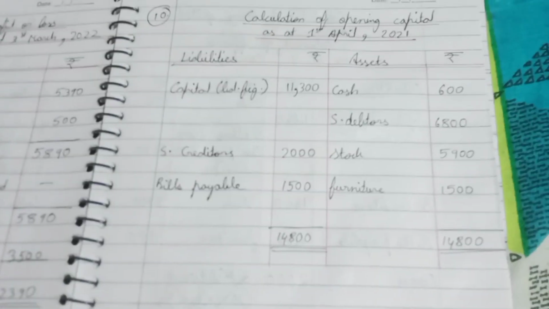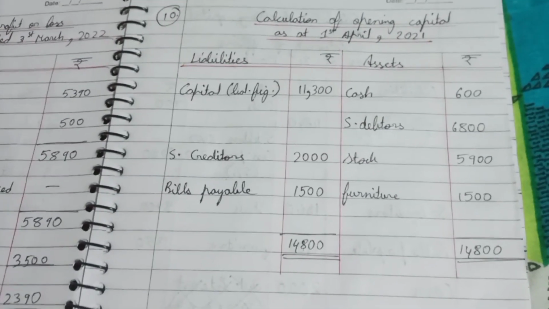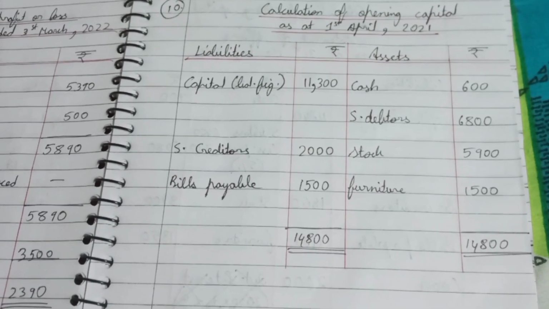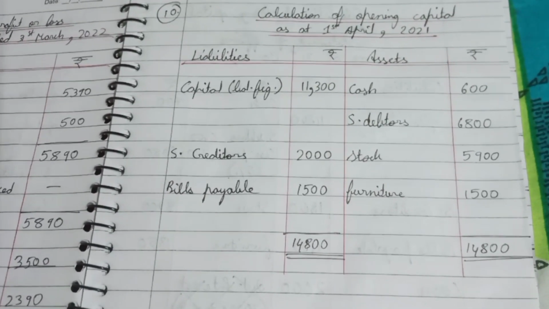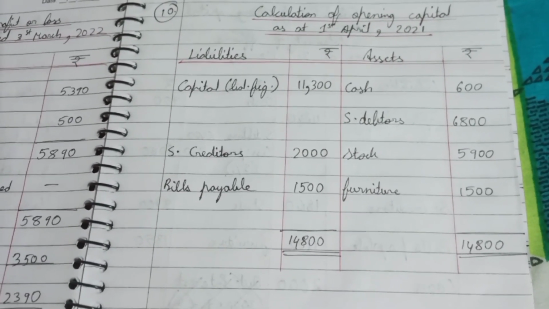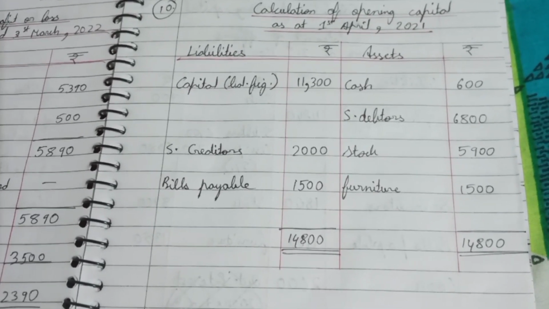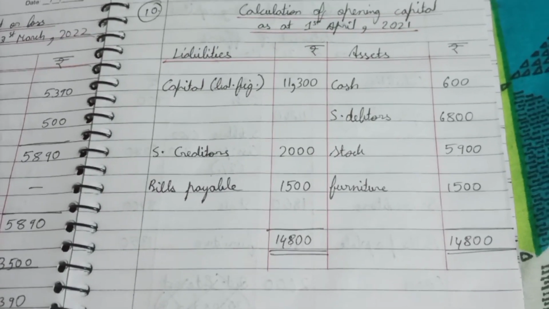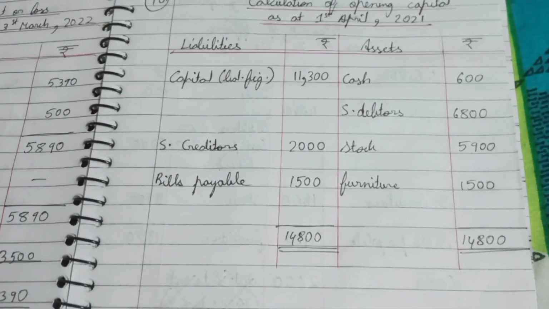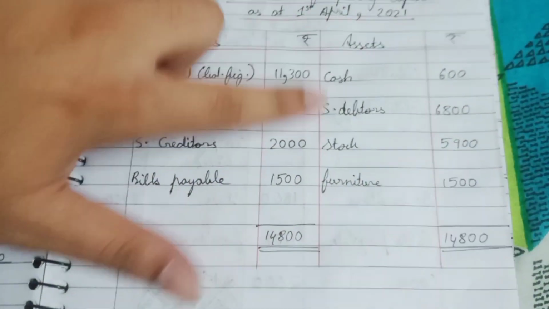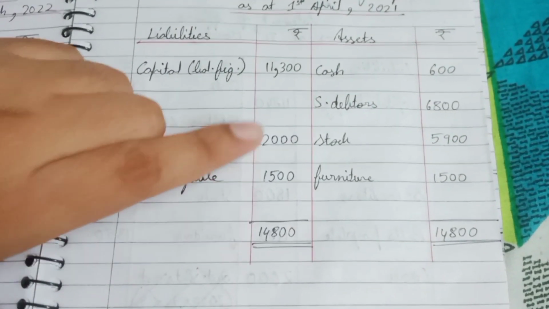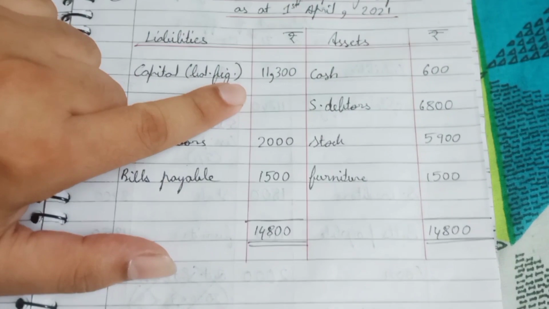So here I have started the sum. Sum number 10. Calculation of opening capital. I have prepared the statement of affairs as on 1st April 2021. Cash was given in the question 600, sundry debtors 6800, stock 5900, furniture 1500. Bills payable is 1500, sundry creditors 2000. By adding all the asset side, you will place that amount on both sides. Then you subtract this amount from this, and you will get the capital as the balancing figure.